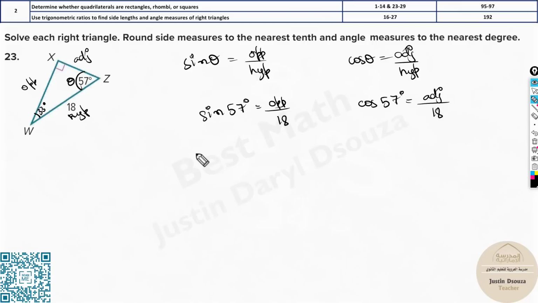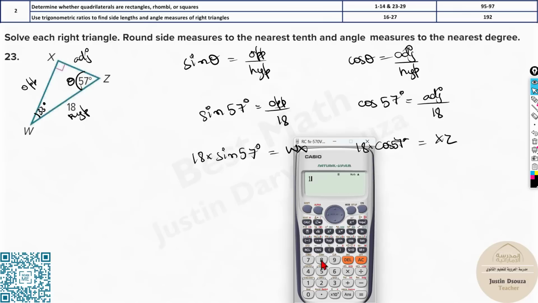So now 18 to the other side will be 18 times sine 57 degrees. That is equal to opposite side, that is wx. And over here cosine 57 degrees multiplied by 18, that is equal to adjacent. Adjacent is xz. So now all you do is put it in the calculator and get the answers. Here it's 18 times sine 57 degrees, close the bracket. The answer is 15.1. Nearest tenth, it will be 15.1. And over here, all you do is just change this to cosine, and it's 9.8.